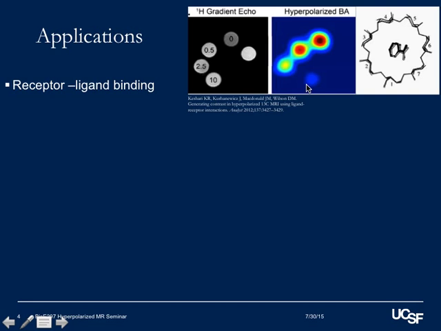So this shows a T2 weighted image of different vials with different concentrations of cyclodextrin. And when you add benzoic acid, so this is hyperpolarized benzoic acid, you can see the loss of signal with increasing cyclodextrin concentration. Right over here is 10.